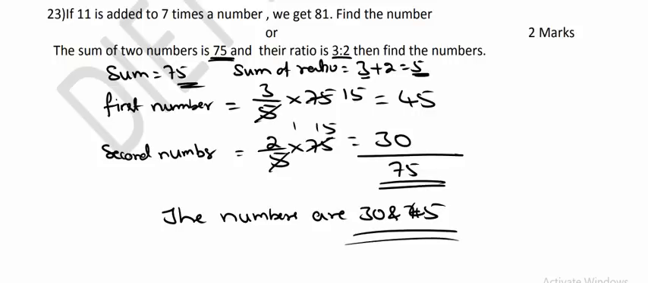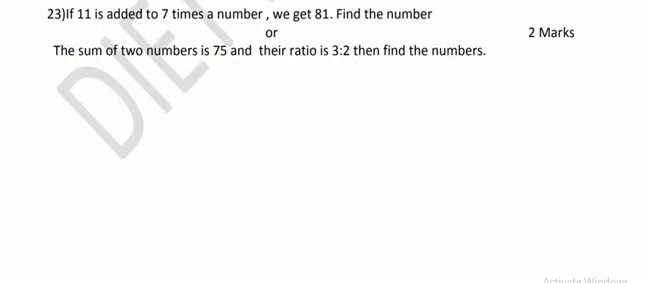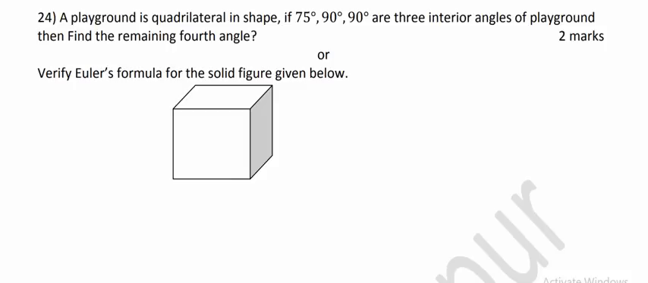So now we have to move on to the next question. 24th question. So now we have to see the 24th one. A playground is in the shape of a quadrilateral. So this one is like a quadrilateral. Here the angles are, one is 75 and another one is 90 degree and another one is 90 degree. So we have to find out the other angle.